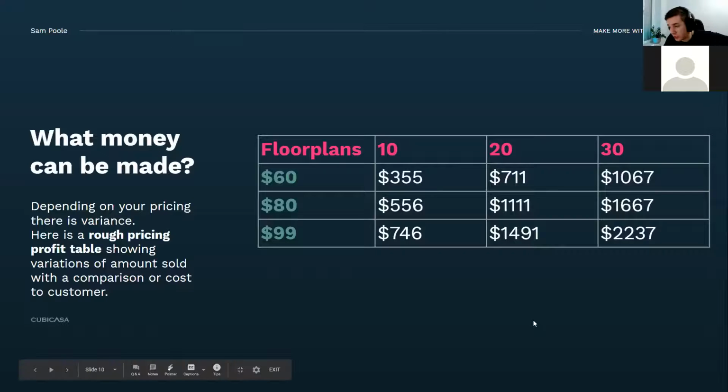Moving on to the next slide. As we can see here, just as a quick summary, let's take middle ground. If you are able to do 20 floor plans in a month or 20 photography shoots and use this as an add-on for about $80 to all of your clients, you're making yourself an extra $1,111. It's a very simple process to do.